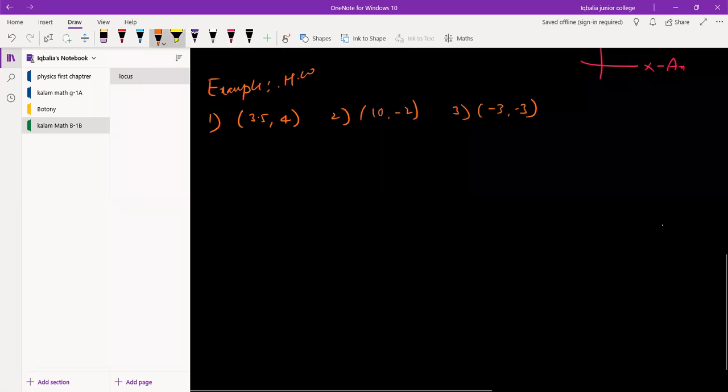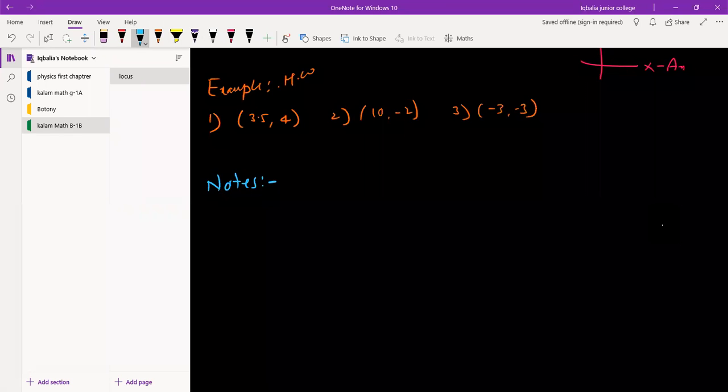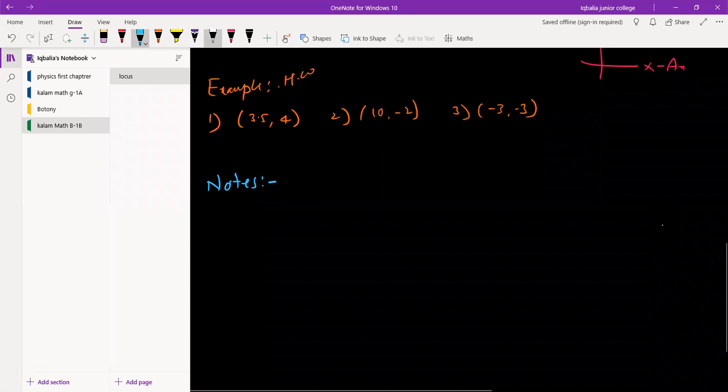Now just take notes regarding the Cartesian coordinate. The coordinates are always written in a certain order.